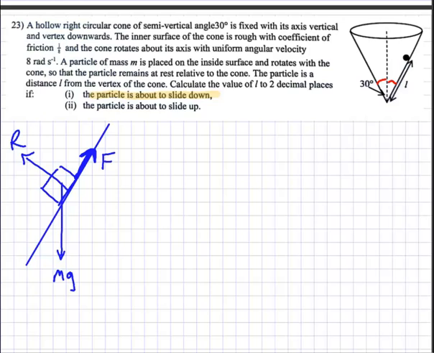So we have the reaction R perpendicular to the surface, we've got the friction parallel to the surface, and we've got the weight acting vertically down. We know that mu is 1/8 for the friction, and we know that friction is mu multiplied by the normal reaction. So we can say that it's 1/8 of R.